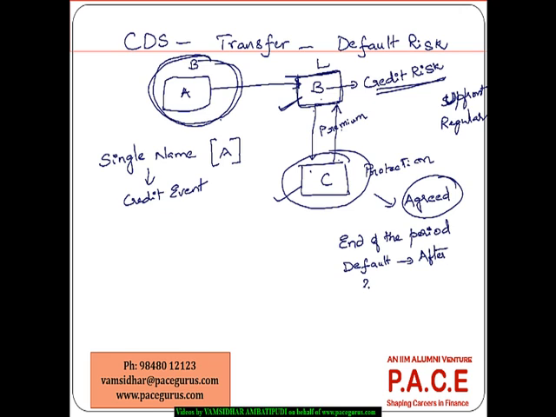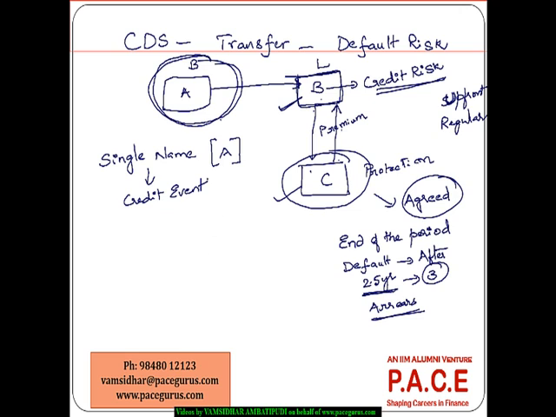If the default occurs, let's say in 2.5 years, and it's an annual payment, so he has to pay the premiums for 3 years. So whatever is accrued up to 2.5 years, even that premium needs to be paid at the end of the period. Because the premiums are paid in arrears here, not before.